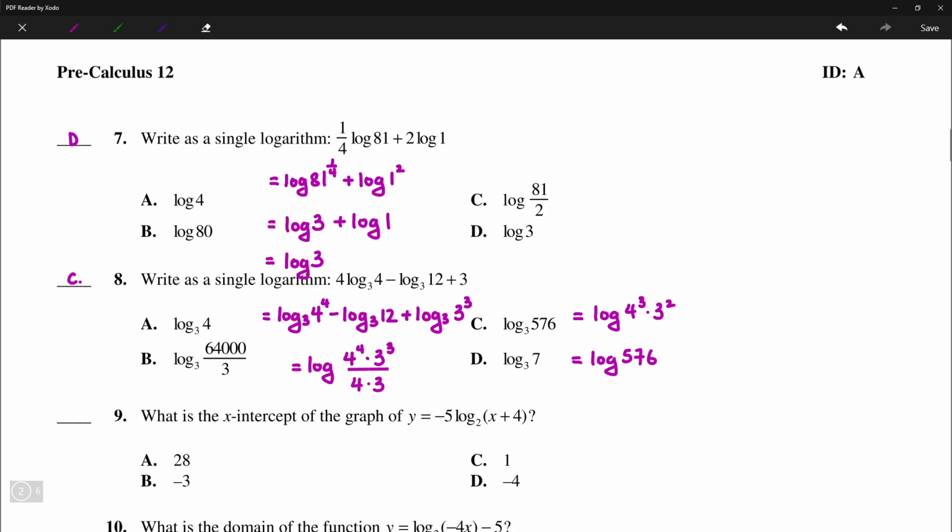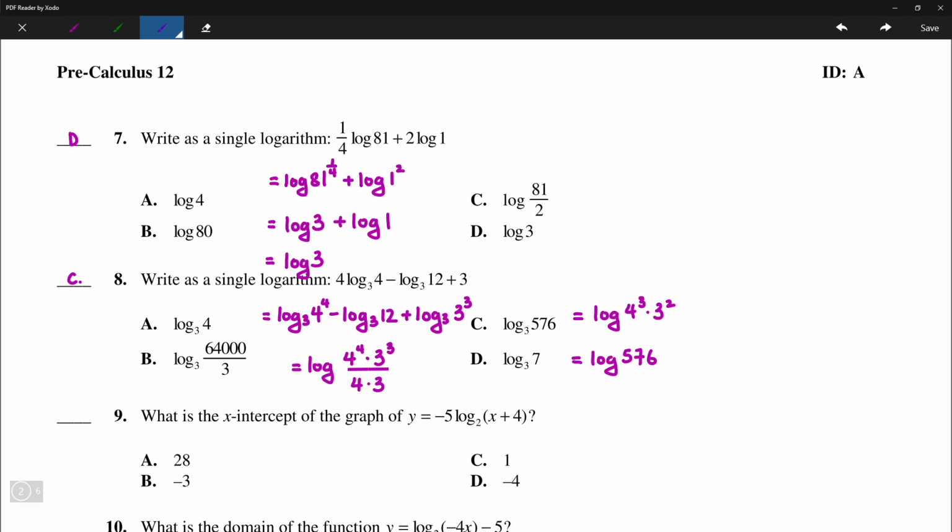It's also possible to evaluate each number along the way. So for example, we can evaluate 4 to the 4th power, and likewise 3 cubed, it would be 27, and multiply the numbers together and then divide by 12. It will still be 576. But it's also good to note that the numbers involved are powers of 4 and 3, and/or the product of 4 times 3.